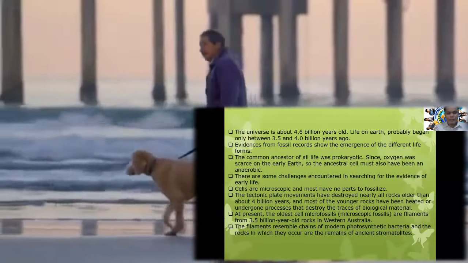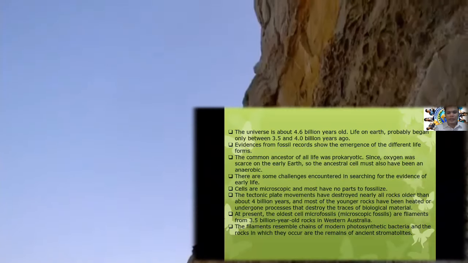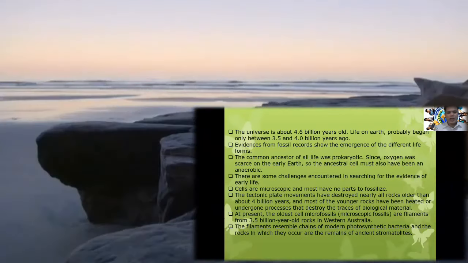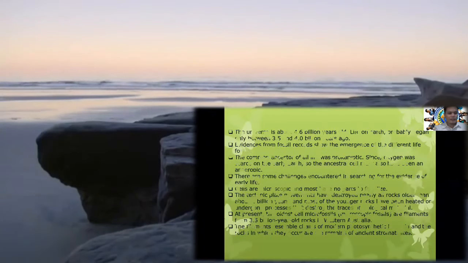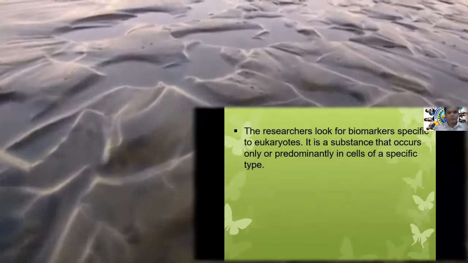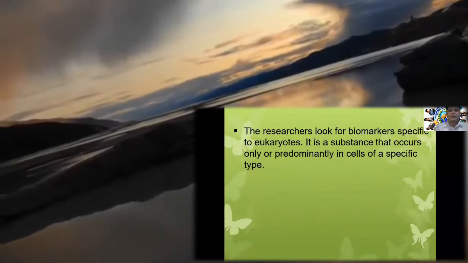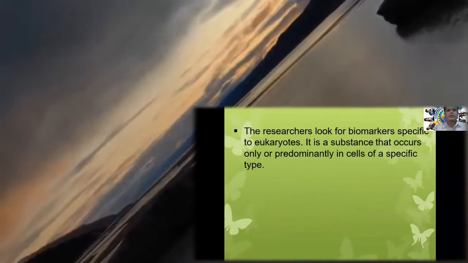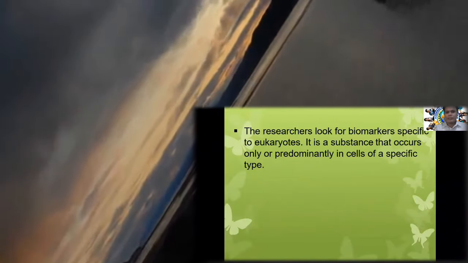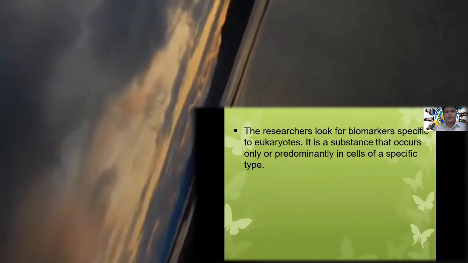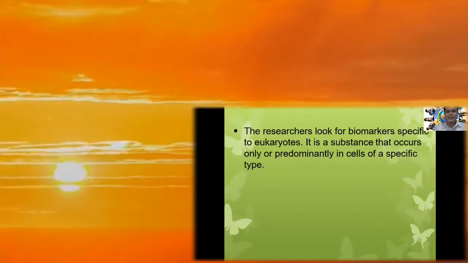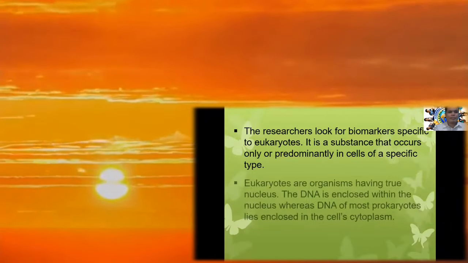The filament resembles chains of modern photosynthetic bacteria, and rocks in which they occur are the remains of the ancient stromatolites. Now, the researchers look for biomarkers specific to eukaryotes. It is a substance that occurs only or predominantly in cells of a specific type.